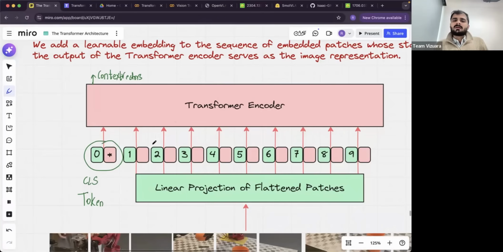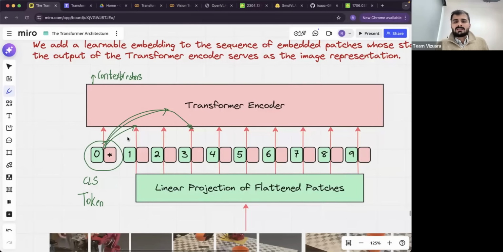Why are we then passing all these as an input to the encoder if you're only concerned about the CLS token? And how does the CLS token actually have information of the entire image? Somehow intuitively we understand that if this has to work, the CLS token has to understand every single part of the sequence properly. Otherwise, it's not going to work.